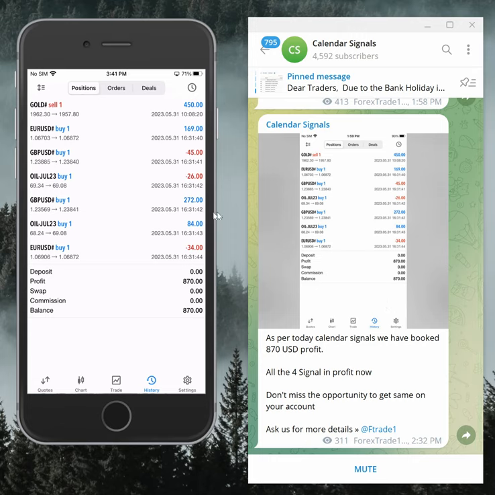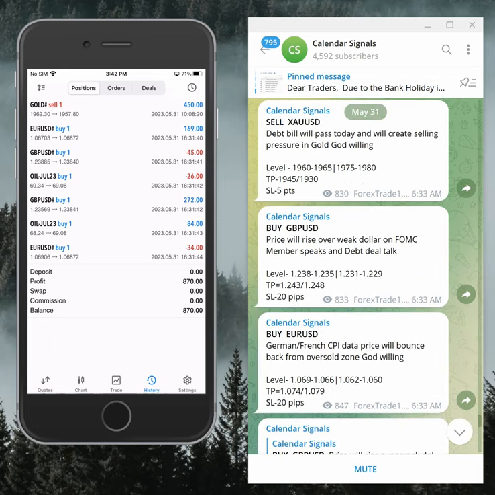And on the terminal where we are trading following the calendar signals, the same signal levels we are following, today's profit is $870.